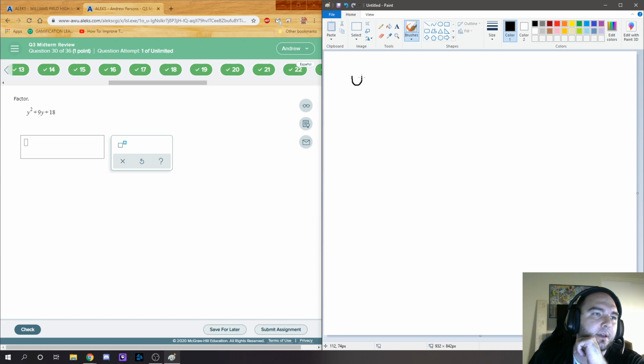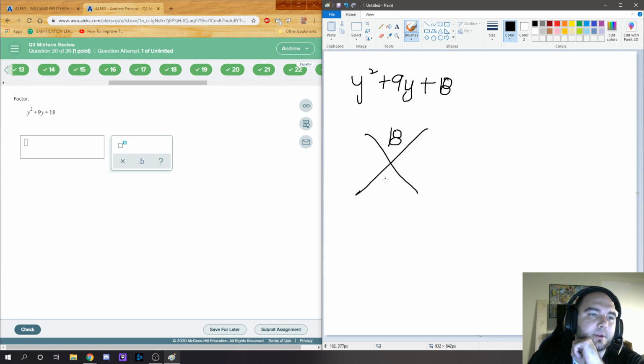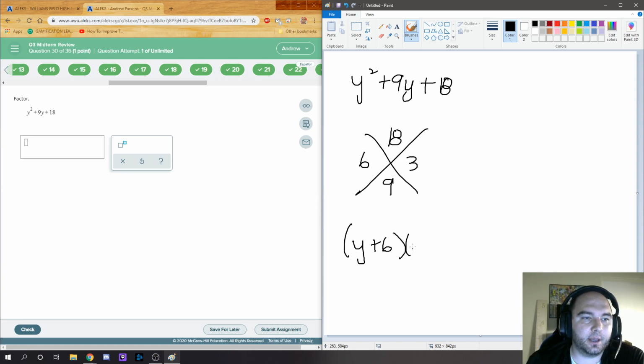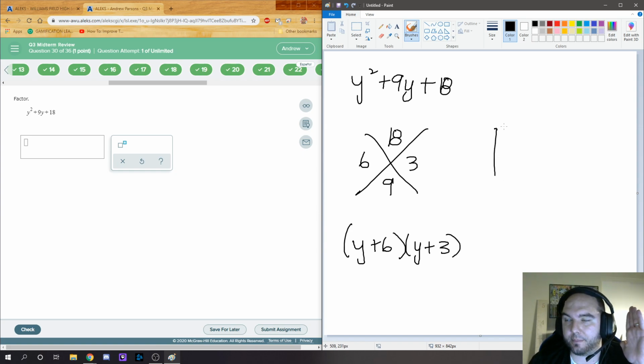When we have 3, the traditional thing to do has been to make this x, put the last number on top and the middle number on bottom, and then figure out what multiplies to make 18, but adds up to make 9. The answer here is 6 times 3, and therefore my final answer is y plus 6 and y plus 3. That's it. That's all you have to do. Now, technically speaking, what's happening in the background is because you wrote 6 and 3, you made a box and you wrote y squared, 6y, 3y, and 18. It's like you wrote the problem again, but you turned the 9 into the 2 things that you split it into, right?